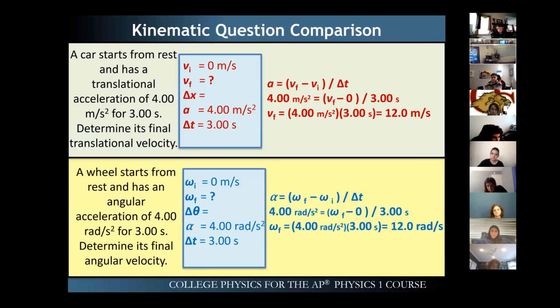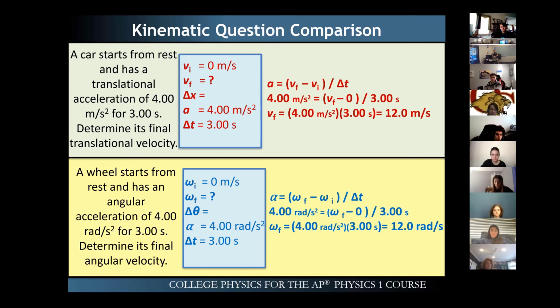Let's make a quick comparison to show that if you're using the linear equation or the angular equation, the math is identical. So in the first scenario, it says a car starts from rest and has a translational acceleration of 4 meters per second squared for 3 seconds. Determine the final translational velocity. Now, when we did these problems last semester, that word translational was never there, because we just assumed it was moving in a linear manner. Here they're emphasizing that we are talking about translational motion.